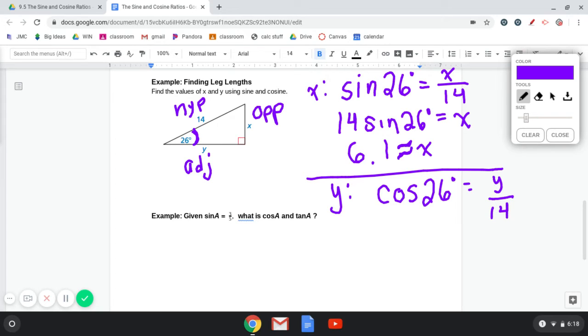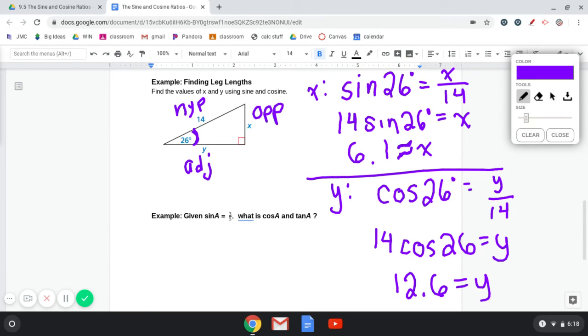14. Multiply both sides by 14 to get 14 cosine of 26 equal to y. Then we do 14 cosine 26 in our calculator. We should get 12.6 for y, rounded. That is how you can use trig ratios to find missing lengths in a triangle.